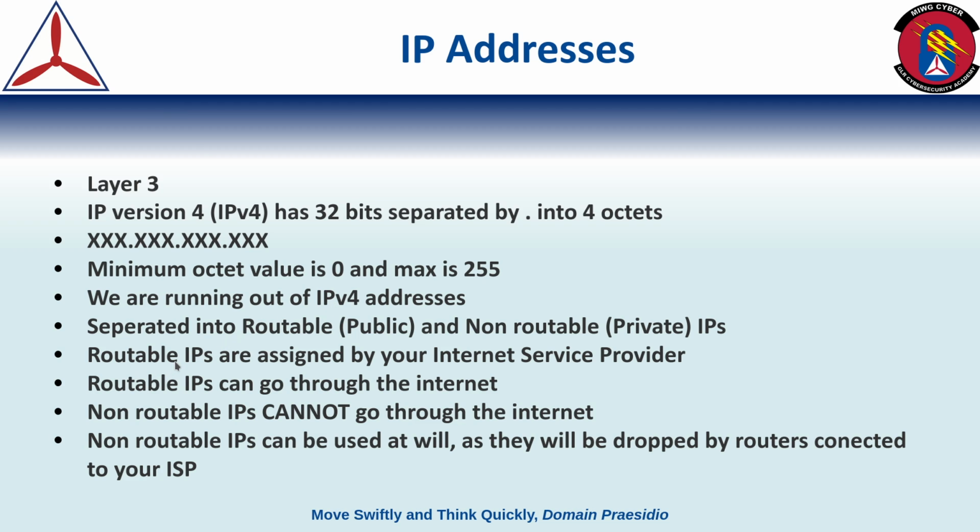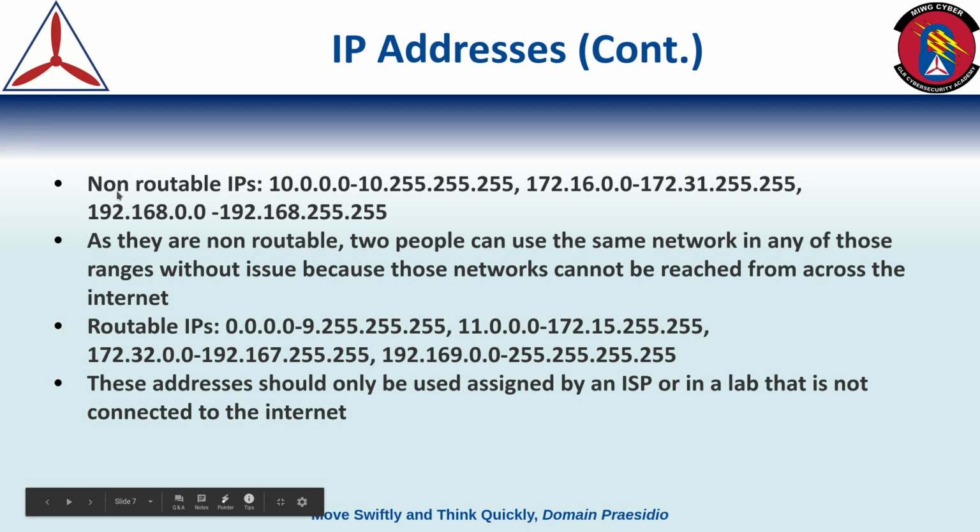Routable IPs are assigned to you by your ISP, and you should not use those on your internal networks unless it's a segregated network. So if it's connected to the internet, then use a private IP. If it's not connected to the internet, then you can do whatever you want. So the non-routable IP ranges are those. And again, notice how none of these digits go below 0 or above 255.